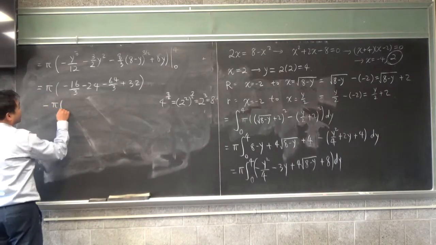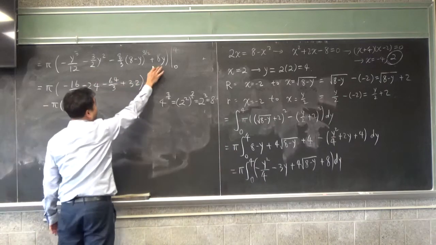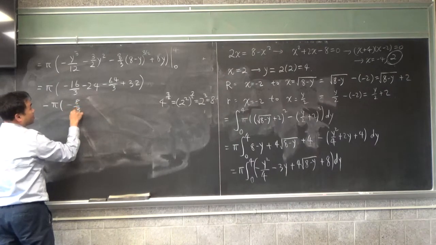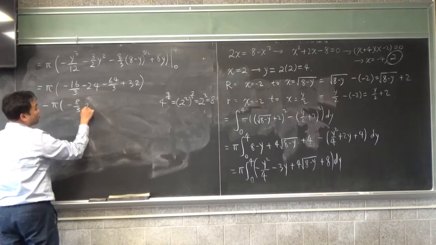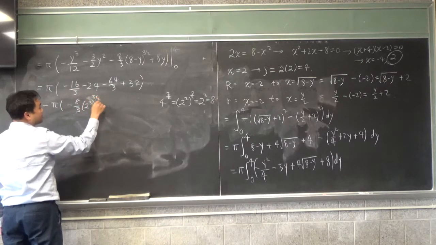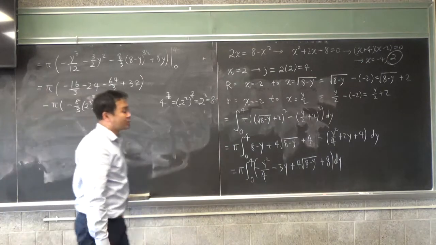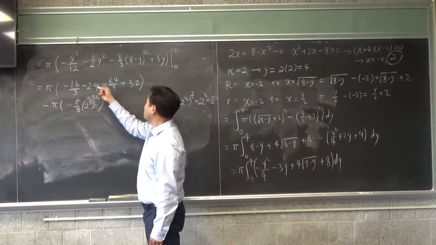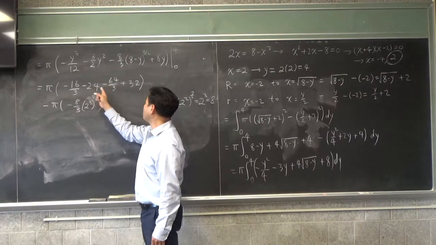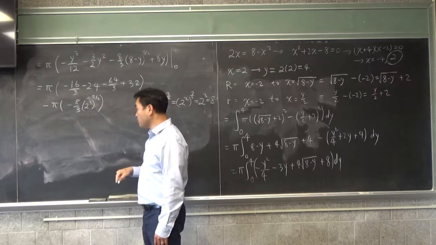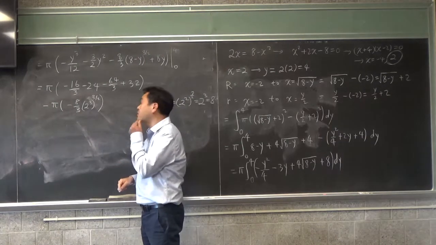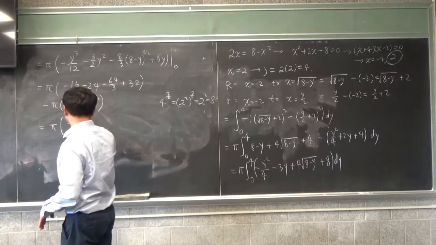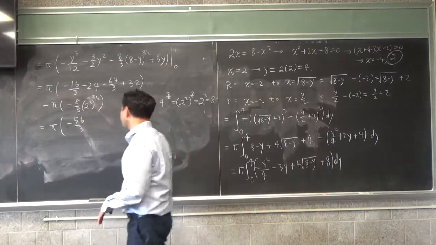Minus, now when you plug in 0, all of these will give you 0 except this one, right? This would be negative 8 over 3, 2 to the 3rd power to the 3 over 2 power, because 8 is 2 to the 3rd power. Okay, this will be negative 80 over 3. 8 minus 80 over 3, 24 minus 80, 56. Okay, so it's going to be pi times negative 56 over 3.